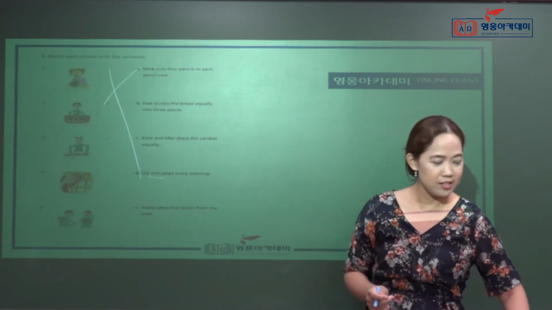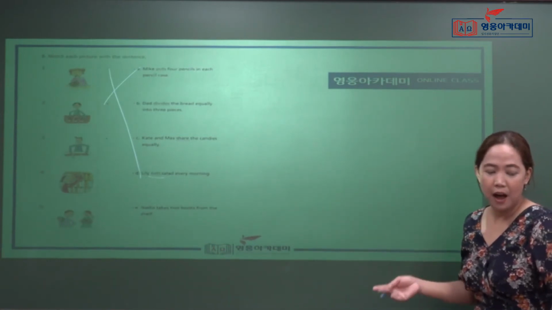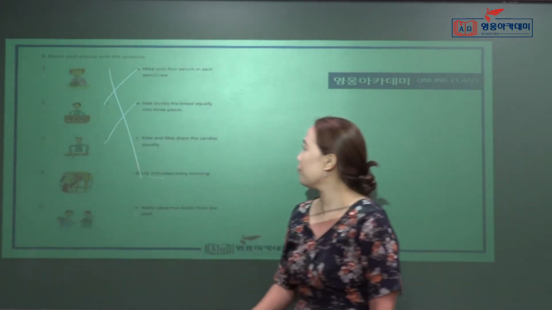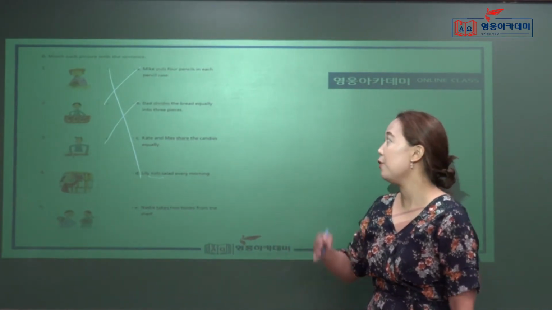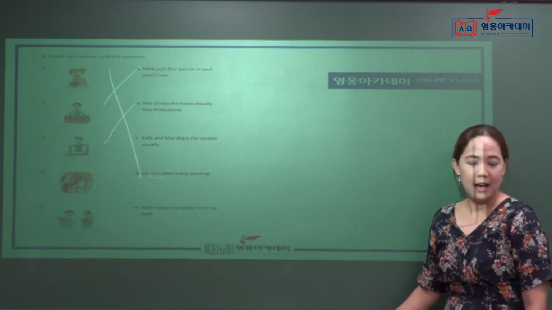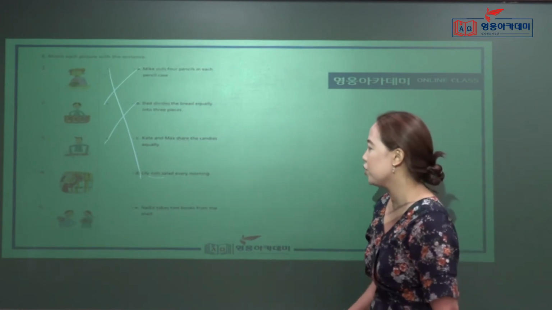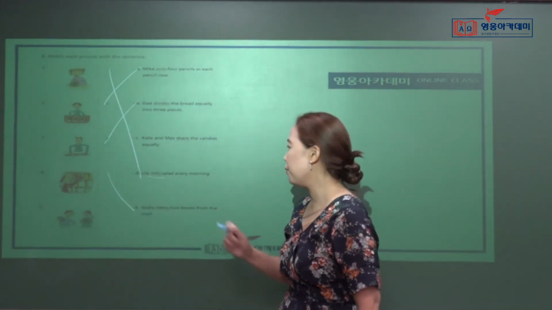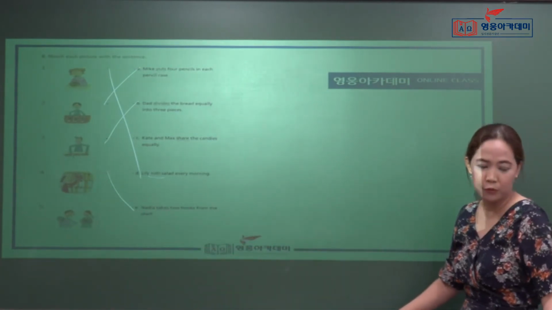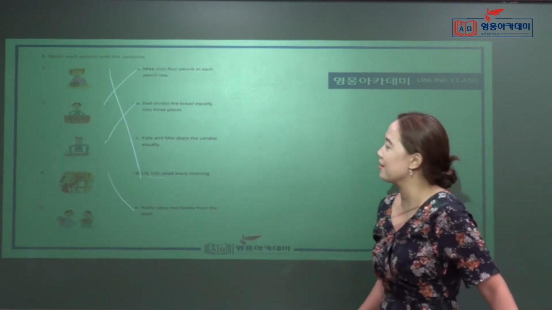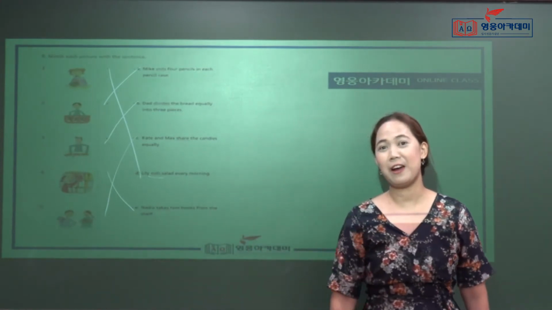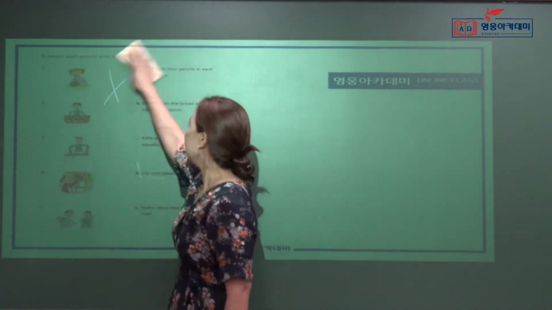Next, number 3, what is that? Dad divides the bread equally into 3 pieces. Next, number 4, what is that? Nadia takes 2 books from the shelf. This one. And the last one is, of course, Kate and Max share candies equally. Are you guys all correct?